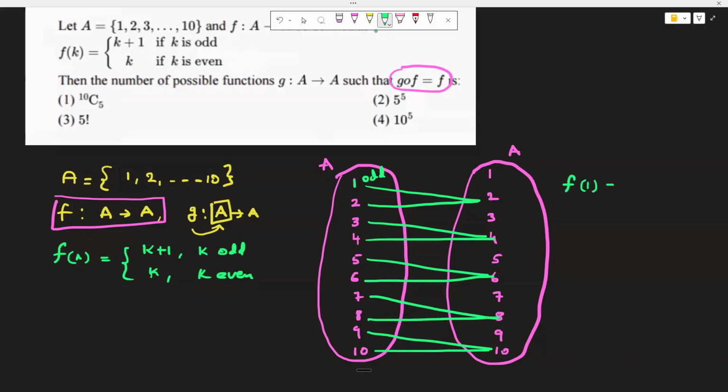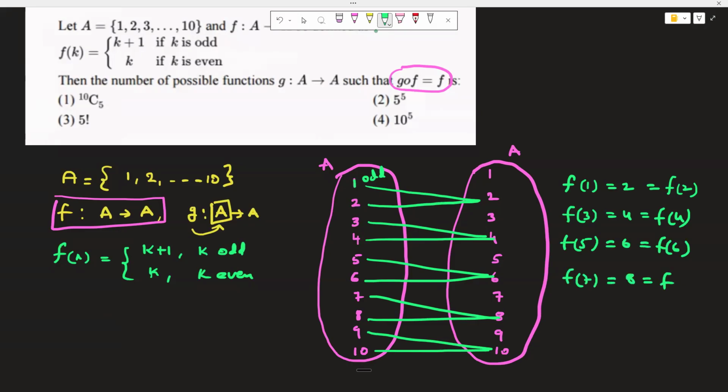So f(1) is 2 and it is same as f(2). f(3) is 4 and it is same as f(4). And f(5) is 6 and same as f(6). And f(7) is 8 and it is same as f(8). And f(9) is 10, and of course f(10) is 10. Okay, this is the configuration. This is the assigning elements, domain and range. Therefore, range of f is 2, 4, 6, 8, and 10.